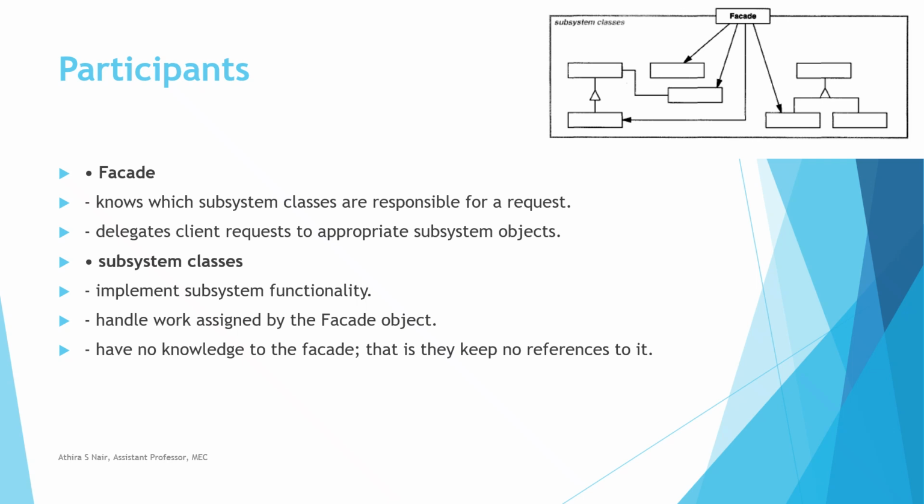So the participants are facade. This knows which subsystem classes are responsible for a request, and it also delegates client requests. And subsystem classes implement subsystem functionality. They handle work assigned by the facade object, but they have no knowledge of the facade, that is, they keep no references to it. The clients communicate with the subsystem by sending requests to facade. It forwards them to the appropriate subsystem objects, and the subsystem objects perform the actual work.